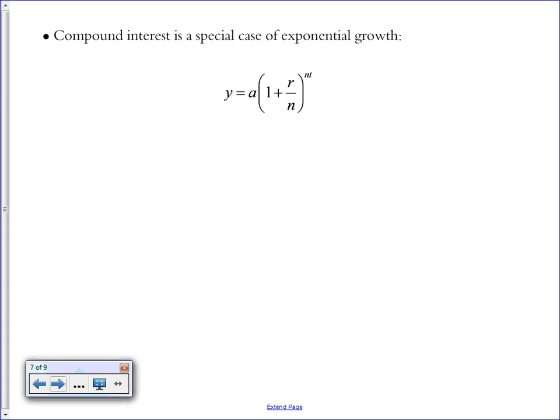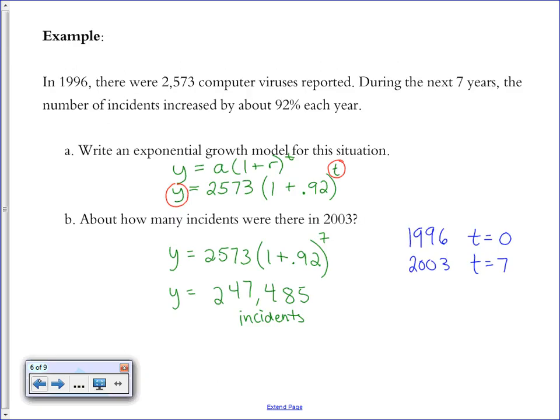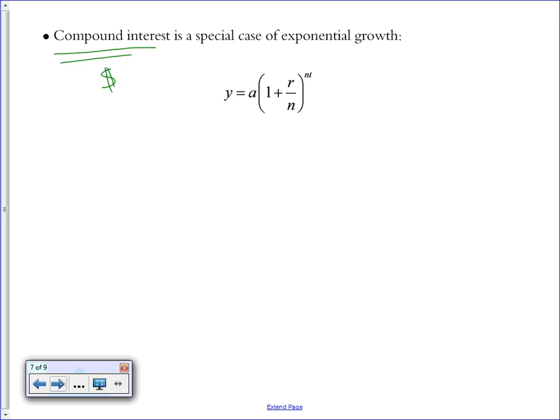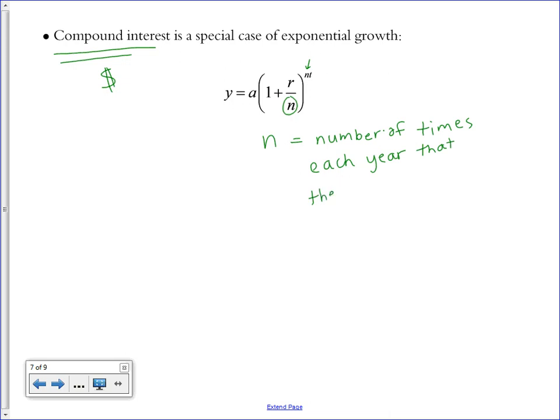Compound interest, this is an investment formula, so when you're investing money in a bank account, compound interest is a special case of exponential growth. You can see how this equation looks very similar to the one that we just used. The only difference is that it has this n underneath the rate and multiplied by the time. N stands for the number of times each year that the money is compounded.